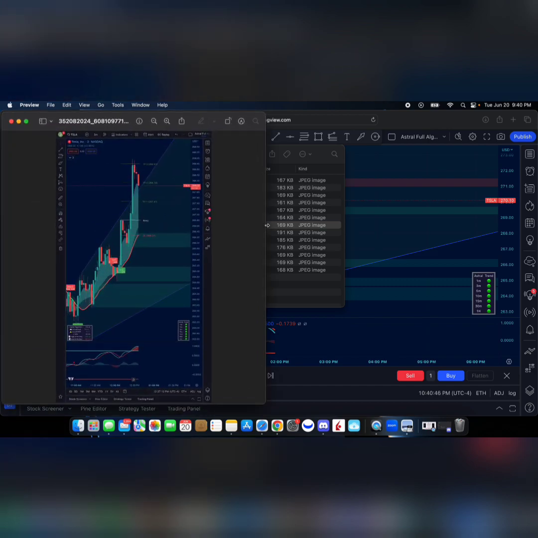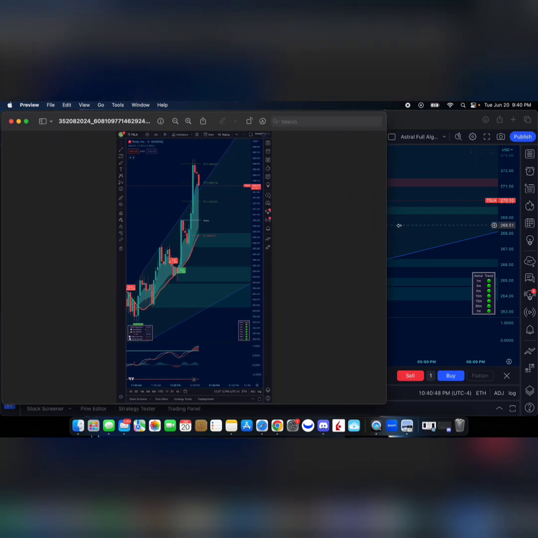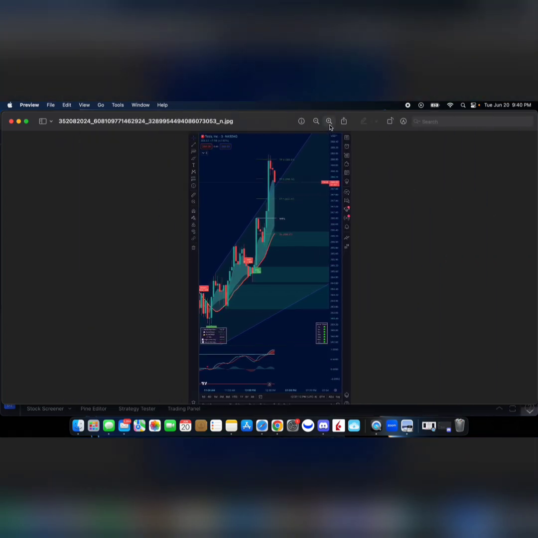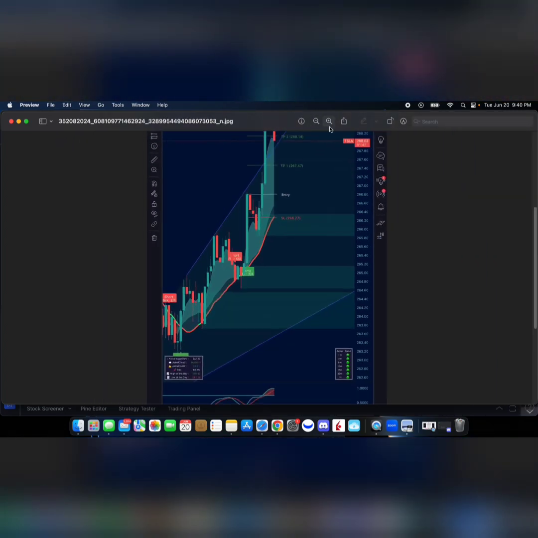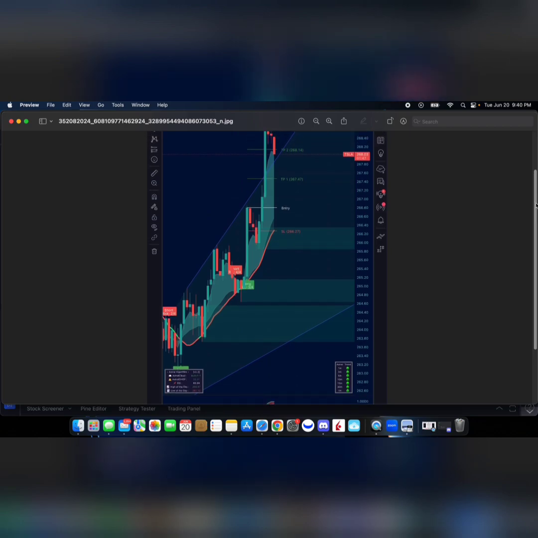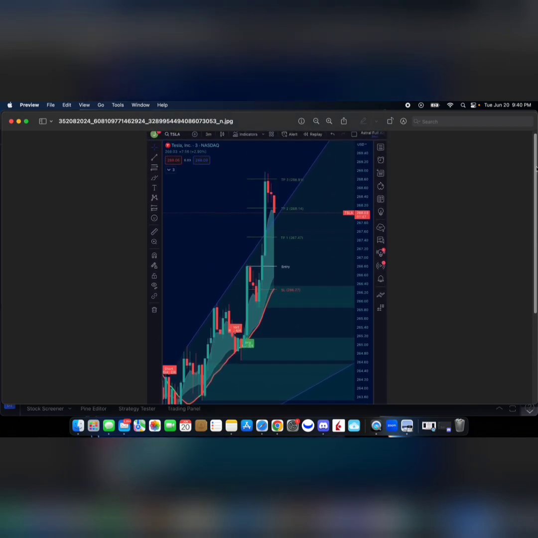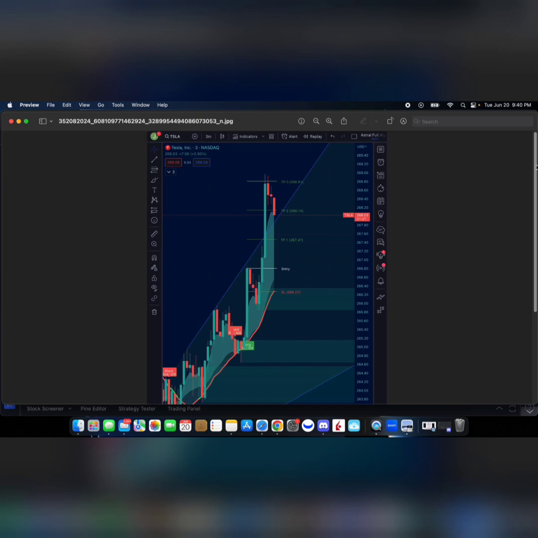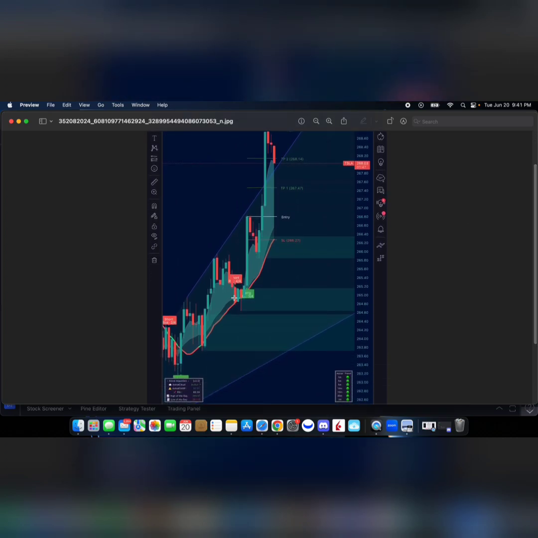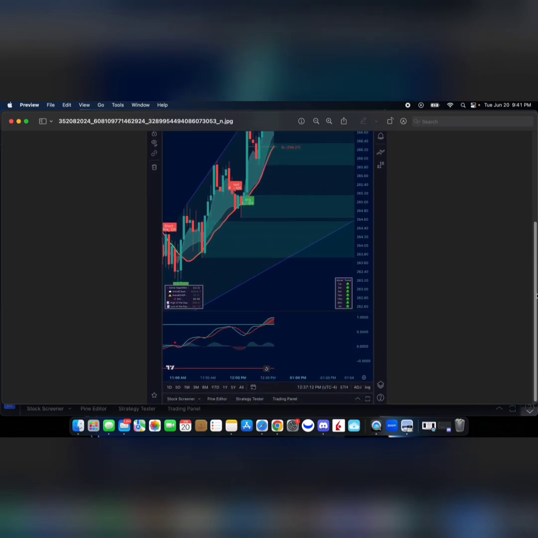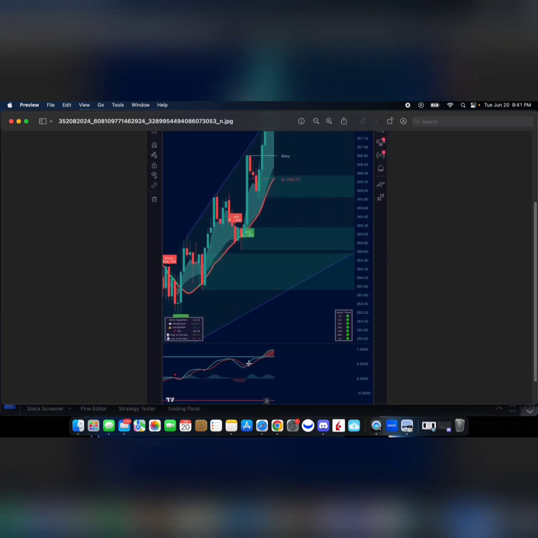This is Tesla. Like I said, this is all from today. Everyone had a great day, taking a crazy amount of profits. So this is Tesla. We got a long signal. Astral MA is still over, and it crosses over. Look how much of a gap there is.